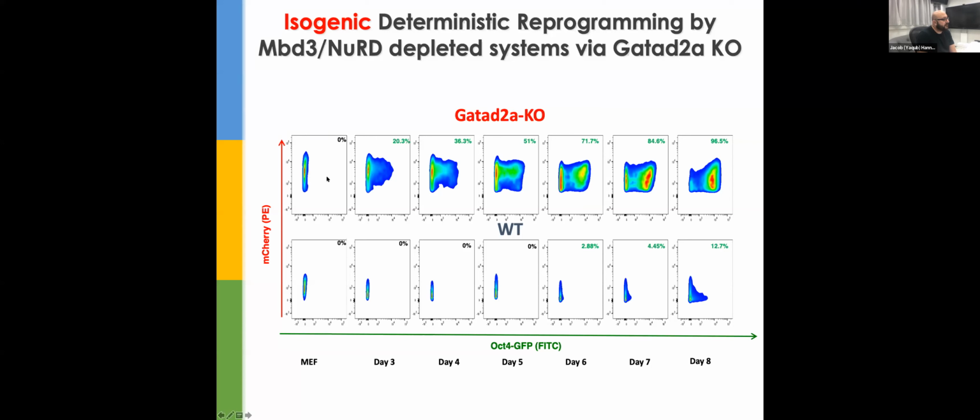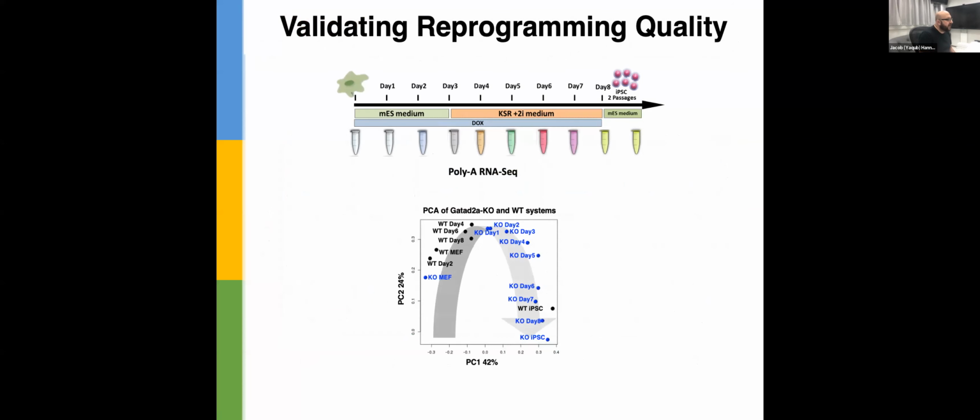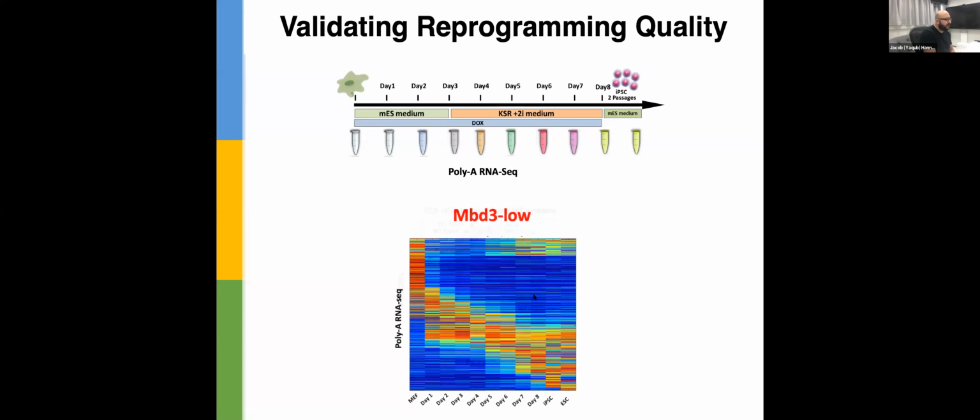And you can see here on the knockout how the entire population slowly goes up to 96.5% becoming OCT4 GFP knock-in iPS cells. We also did gene arrays, and you can see how the wild type cells after 8 days of dox do not become iPS cells because, again, most of the cells are not reprogrammed, versus here in the knockout, you can see how with each day they eventually become identical to the ES cell signature. And if we look at the gene expression, you can see here how in the Mbd3 low cells, every day the signature slowly becomes completely like iPS cells, ES cells.